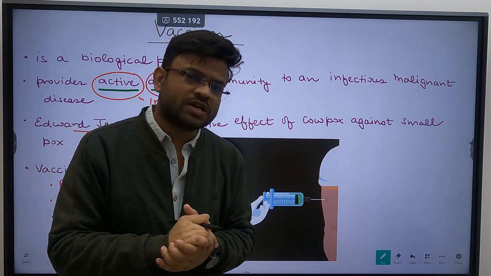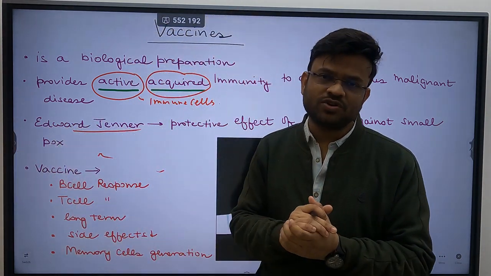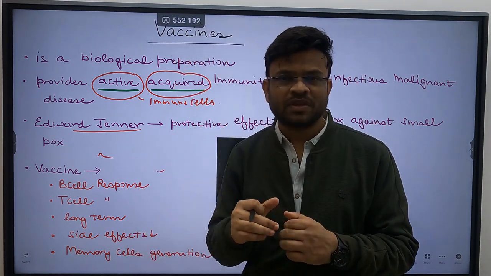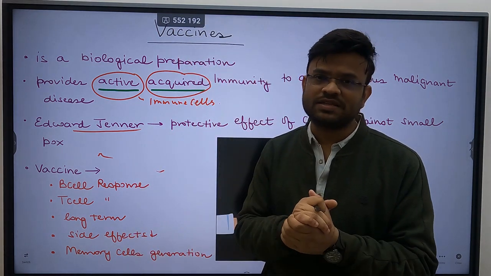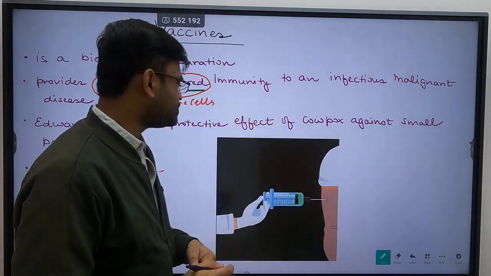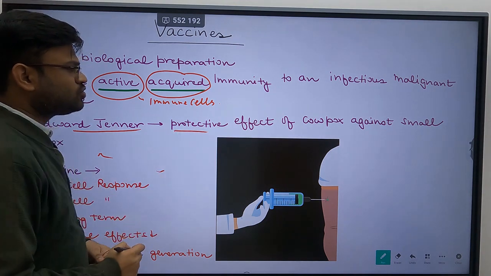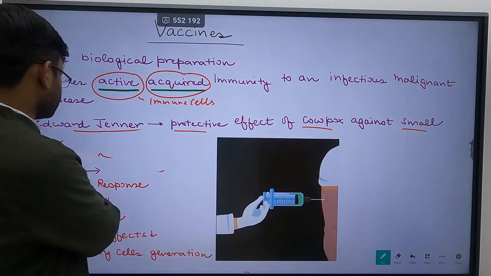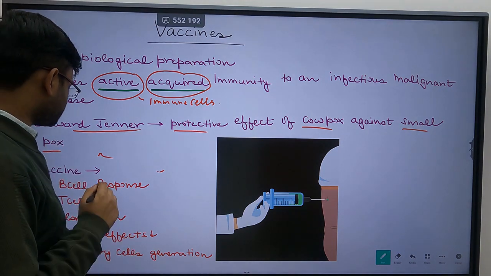So this was the concept that Edward Jenner made use of, and that is why Edward Jenner has a very important role in the story of vaccination. I have already told you about Edward Jenner. It is related to the protective effect of cowpox against smallpox. You should be very well aware of this.